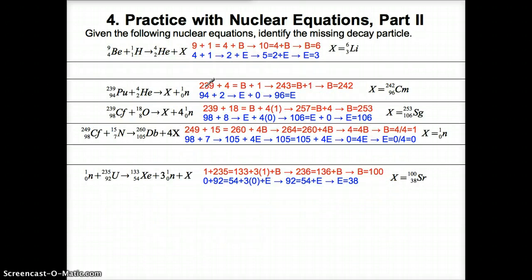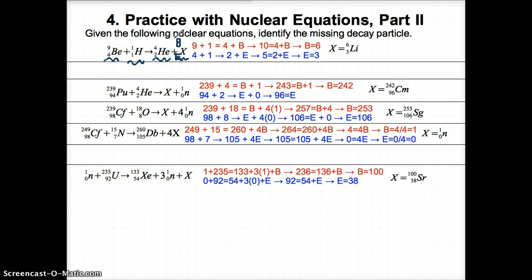All right, so let's do some more advanced problems. All right, so here we have Be9 plus H1 produces He4 and X. You'll learn later that there's actually something called artificial transmutation, because here you don't have one reactant, but rather two reactants reacting to change the element. But we'll talk more about that later.